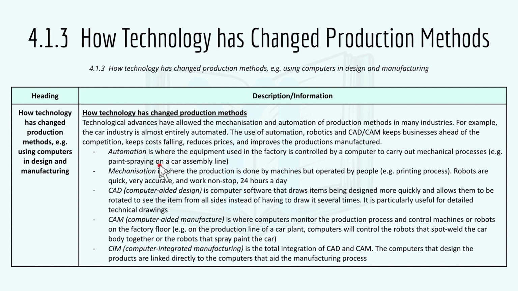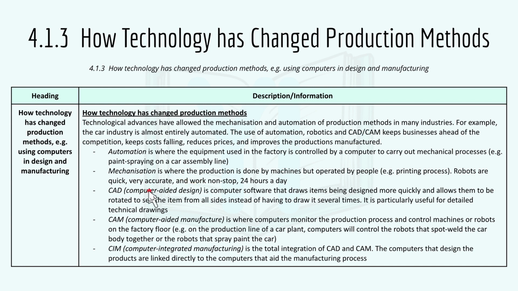Number 1, we have automation, and it's where the equipment used in the factory is controlled by a computer to carry out mechanical processes, like let's say paint spraying on the car assembly line. Number 2, mechanization is where the production is done by machines but operated by people, like the printing process. And robots are quick, very accurate, and work non-stop 24 hours a day.